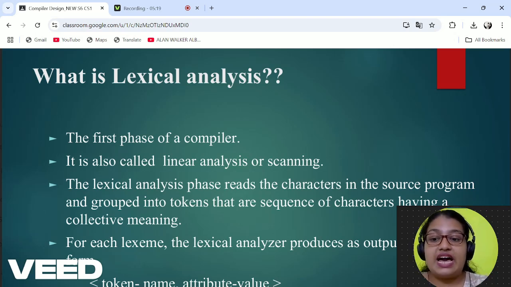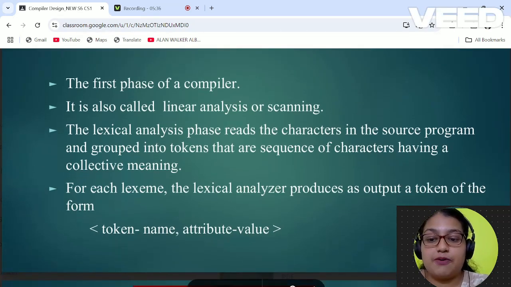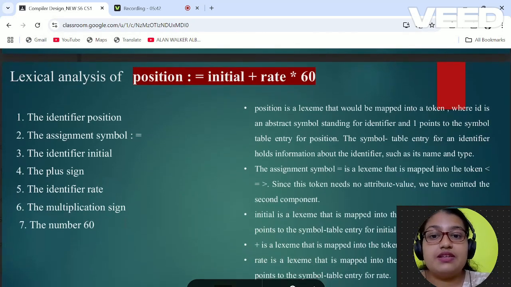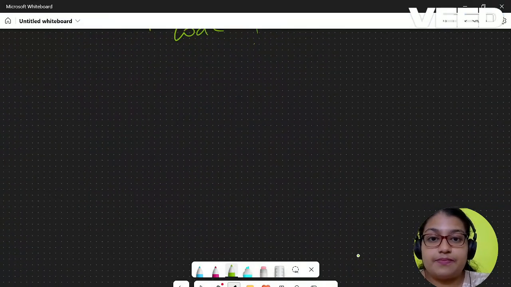And then we have a common form to write the output. For each lexeme, as we call it, the lexical analyzer will produce an output token. The token will be in the form token name, attribute value. So we have an example. I have an equation, position equal to initial plus rate into 60. So how can I write that?